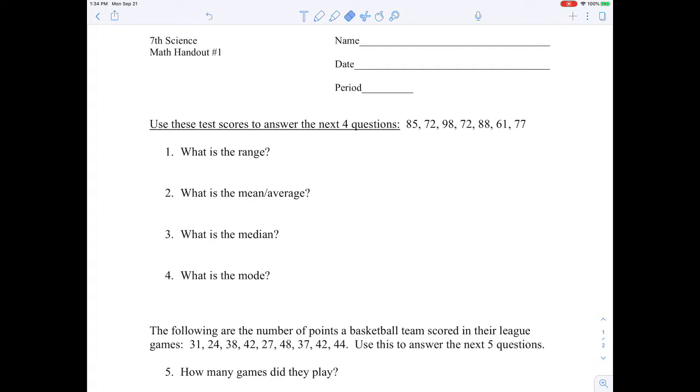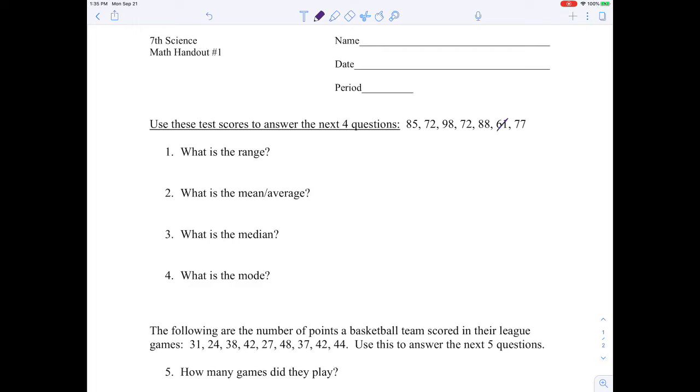Okay, so I'm going to do the top 4, which all center around these test scores. I made up these fictitious test scores. First of all, what helps immensely, I promise, is anytime you're given these kind of problems, put all the numbers in order from lowest to highest first.